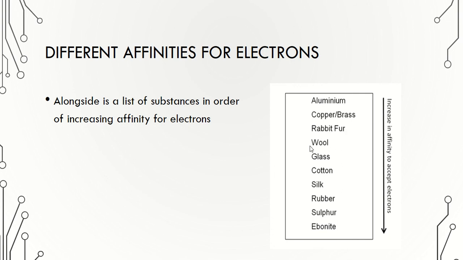If you were to rub wool and rubber together, the electrons would transfer from the wool to the rubber rod, and so on and so forth. So they transfer in this direction. So these ones down here are more likely to accept electrons.